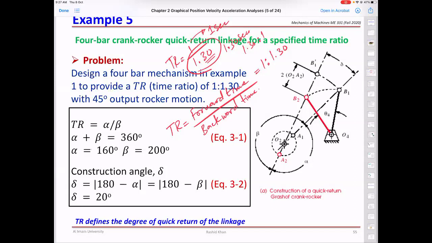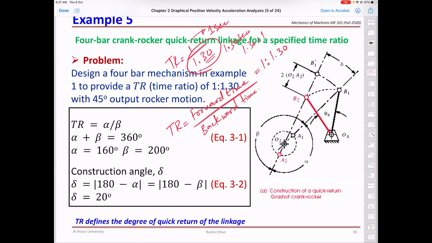As I told you, time ratio could be forward time over backward time, or vice versa. It could be possible as well. But I would always prefer to use just one convention. If it is not mentioned in the question whether the time ratio is forward over backward, or backward over forward, just take one convention, and the convention is forward over backward time. Okay.